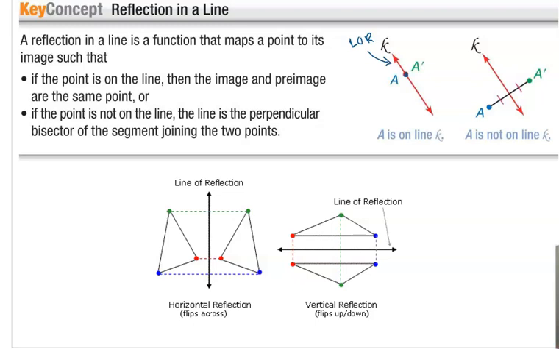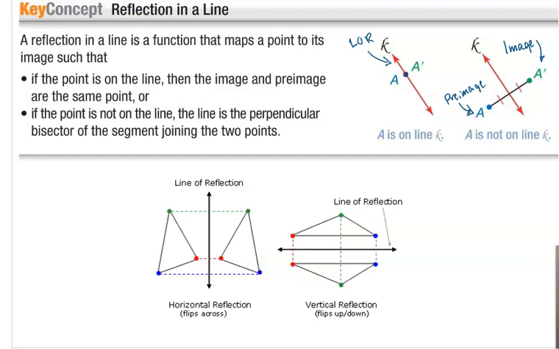If A is not on the line, this is the pre-image. Pre-image in our book, they're always blue. Pre-image you also know because there's not a tick mark on them. So see how this is A prime? This is the image. So A has transformed to A prime. A is the original, A prime is the new thing that happened.